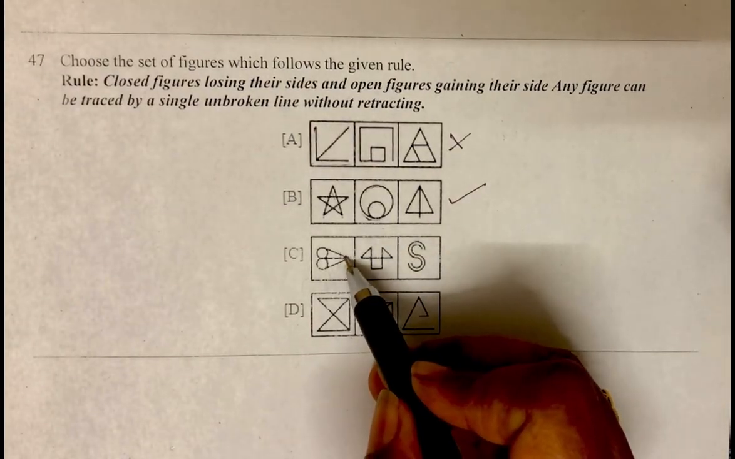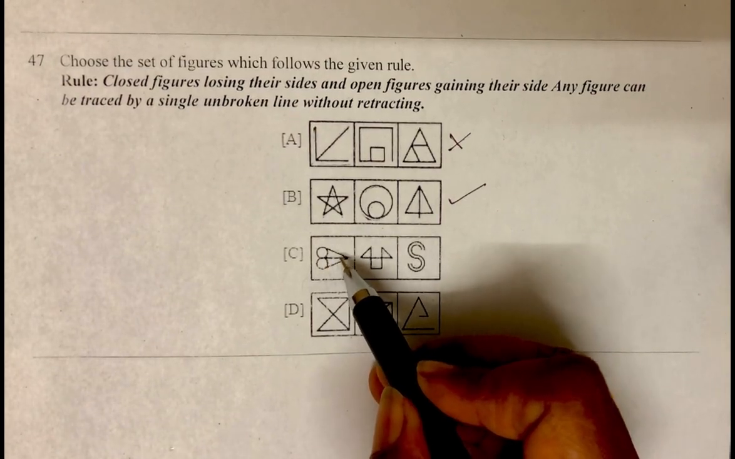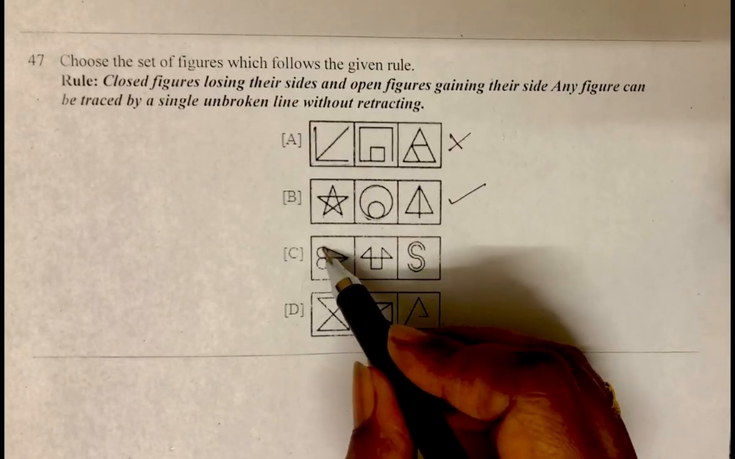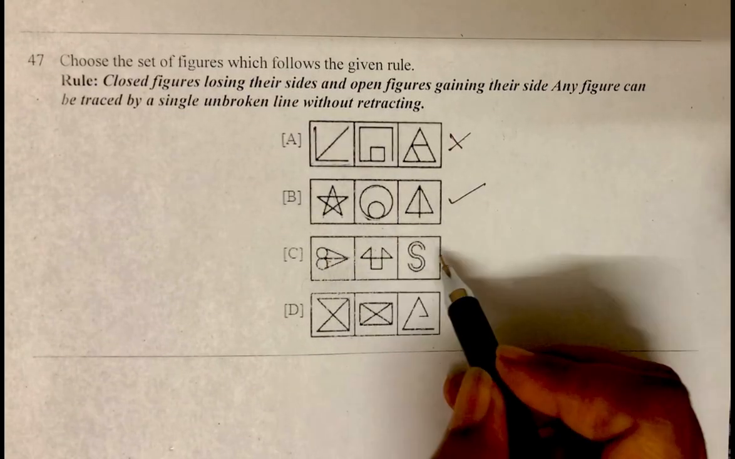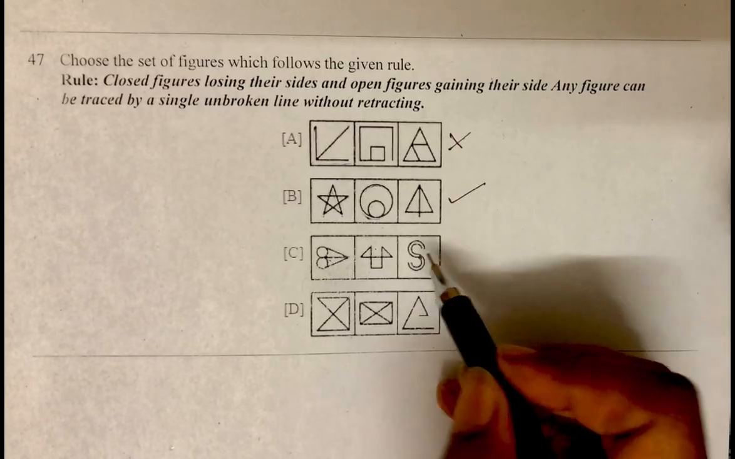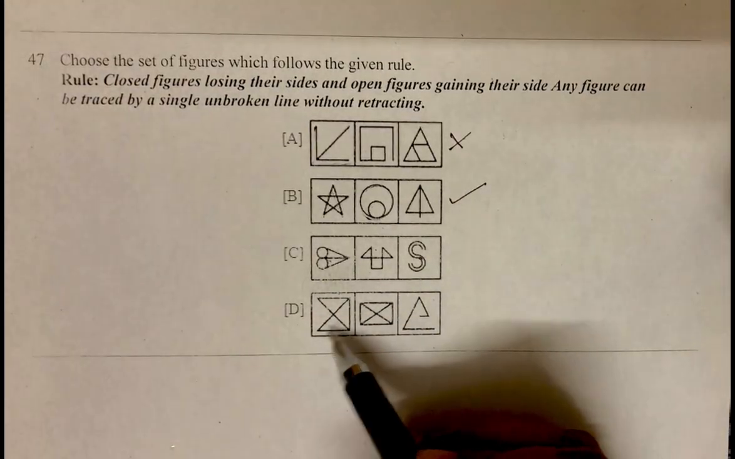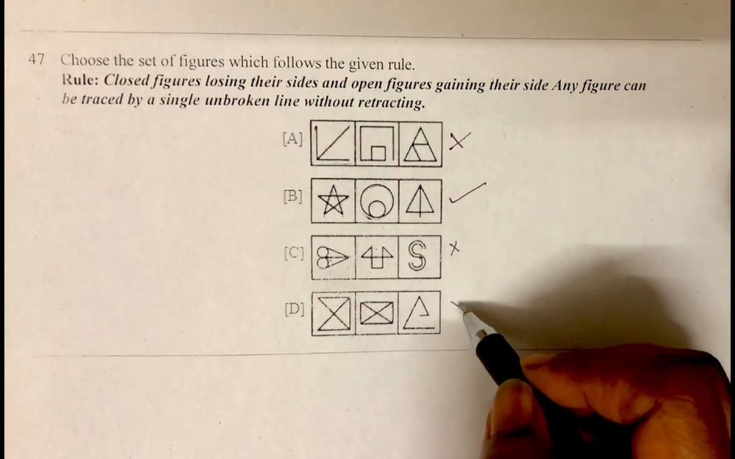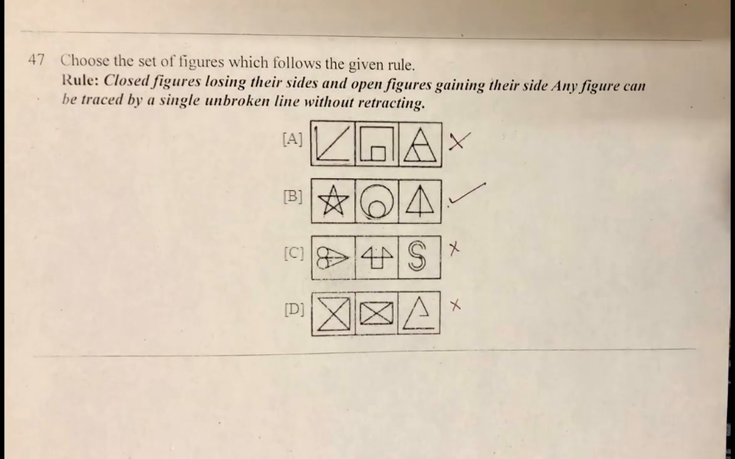In option C, you can't draw this figure without lifting or without tracing an unbroken line. Like this, you can't draw it. You can draw this also. And in option D also, you cannot draw this figure without lifting your pen. So our answer is option B. So this solves question number 47.